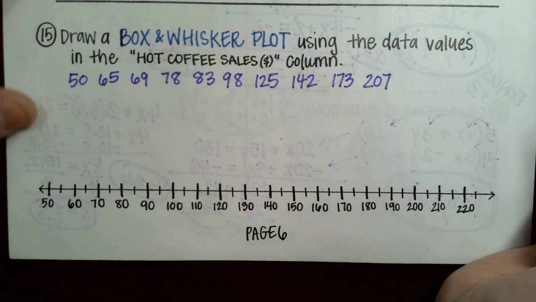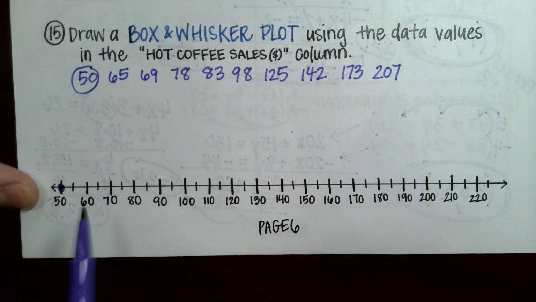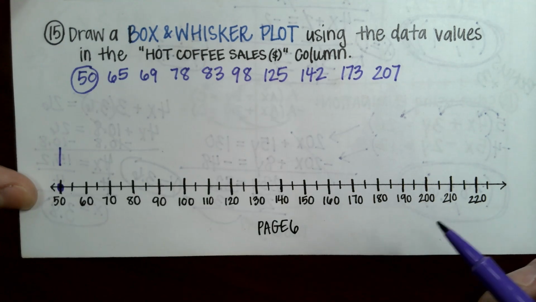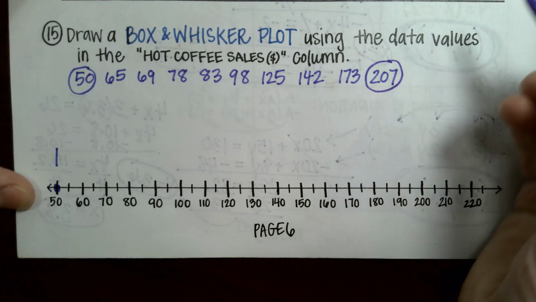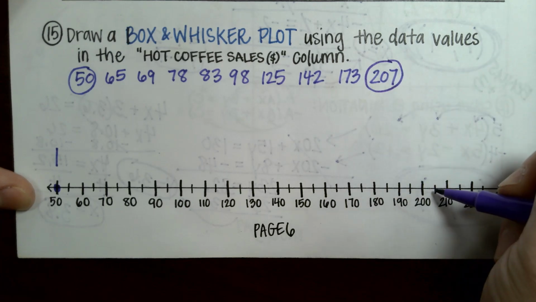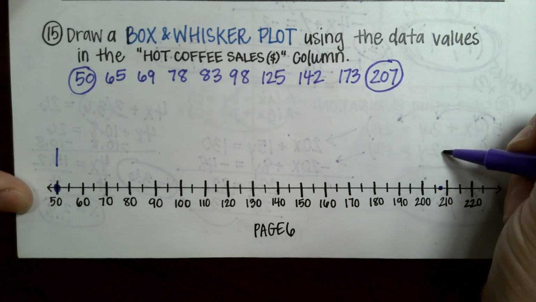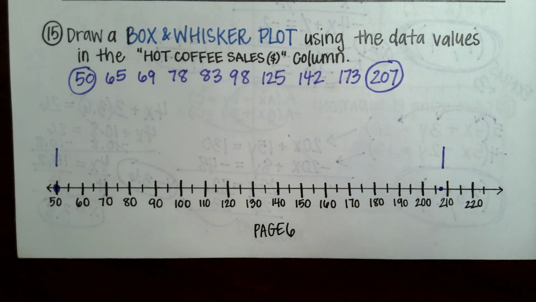What's our minimum? 50. So we could go ahead and mark 50 on our number line. And we could even start our whisker if we wanted to. What's our max? 207. So I'm going to mark 207 on my number line. There's 205, about here-ish. So that's where my box and whisker plot is going to end. Here's my 2 ends. And what should we do next? Find our median. Yeah, let's find our median, or our Q2, the middle of our box and whisker plot.